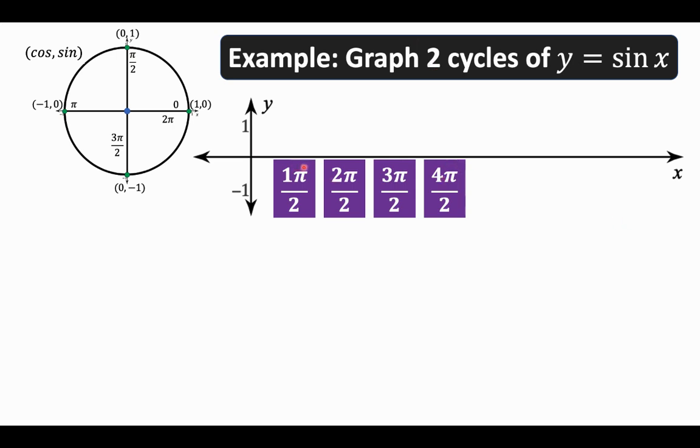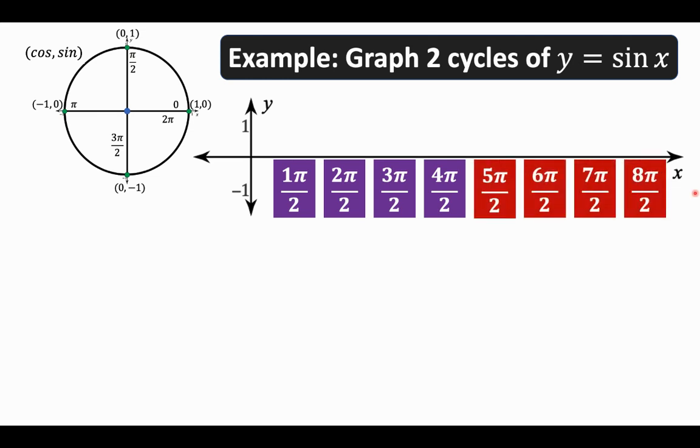Now, I need 2 cycles, though, so I actually need some more. So I'm just going to keep counting. 1, 2, 3, 4, 5, 6, 7, 8. 8 pi over 2, because that's 4 pi. 2 pi is 1 time around the circle. 4 pi is 2 times around the circle. I wanted 2 cycles, so I got to go around the circle 2 times, right?